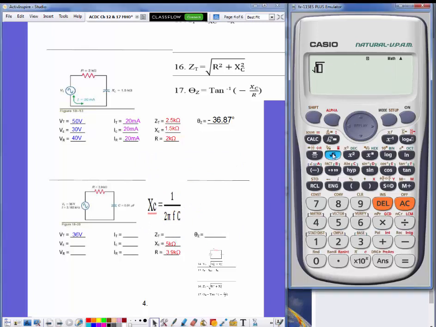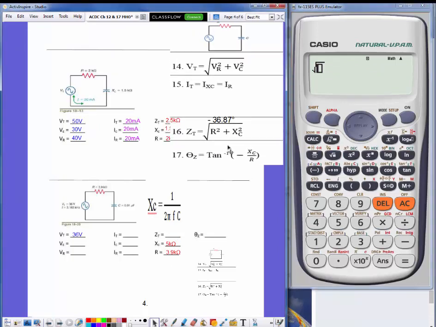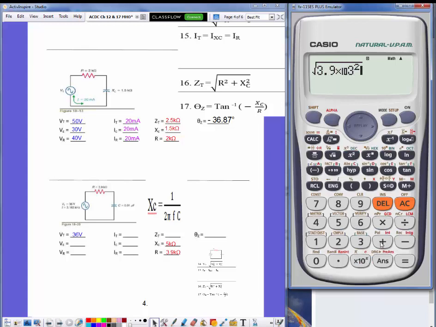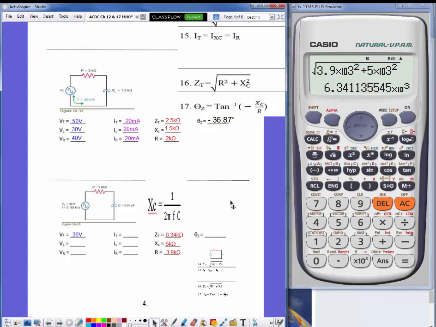Once we have XC and R, we can find ZT. Remember, it is the square root of, we had it right here, R squared, 3.9 times 10 to the third squared, plus 5 times 10 to the third squared, giving us an answer of 6.34 k ohms.